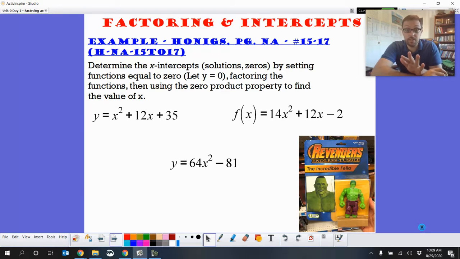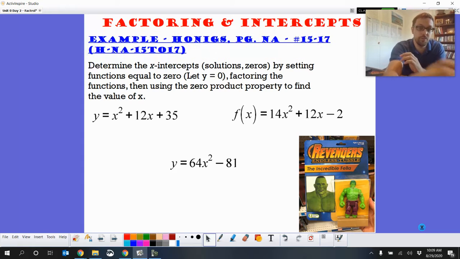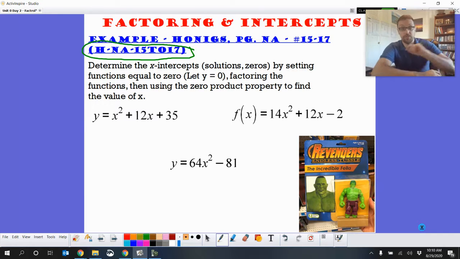Reminder, you don't need to write down this whole thing. I've got the textbook part of Honigs posted on our Schoology site. You're just gonna worry about that part right there. So that's all you have to write other than the problem. Well, not even the problem, it's just 15 to 17. So you don't even need to write the problem down, just what I write is all you need to take care of.